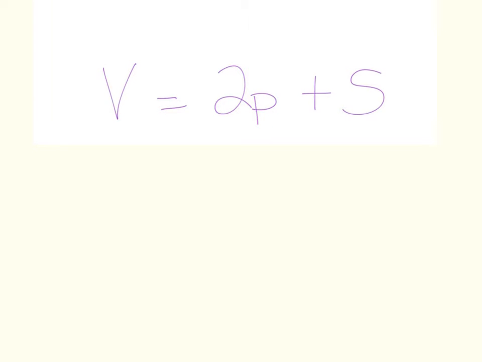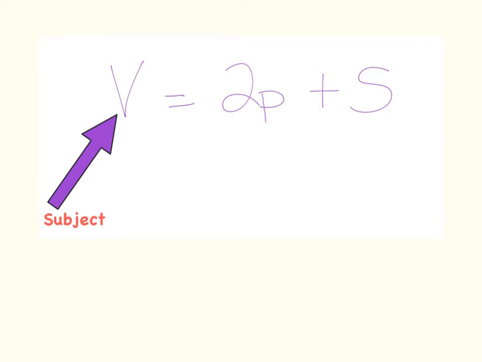Okay, so what we're looking at today is manipulating the formula. You can see here we have an equation, and we have an equation because we have an equals, and we also have unknowns. In this case, we have 3 unknowns. If I was to talk specifically about this equation here, we would say that V is the subject, meaning that I know exactly what V is equal to. V is equal to 2P plus S.